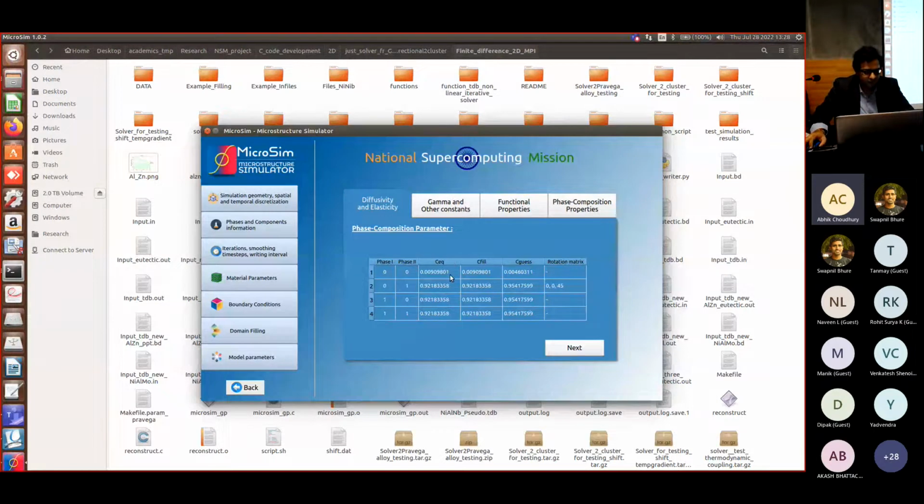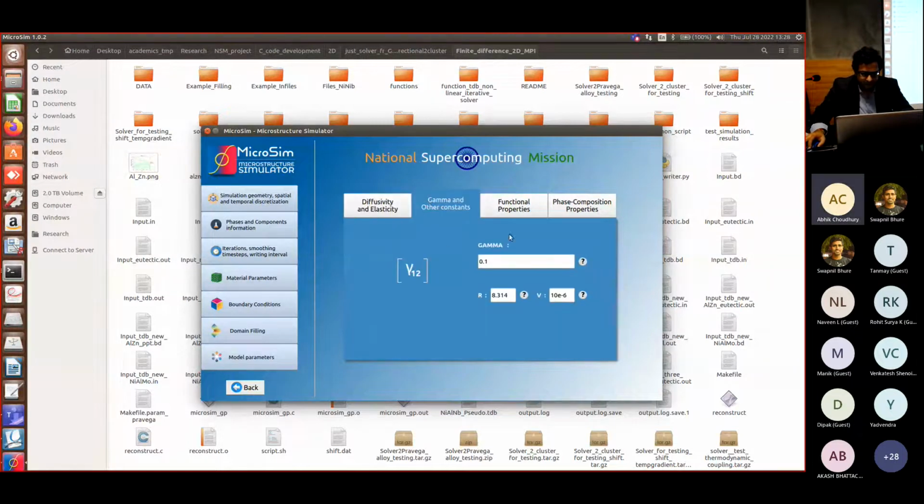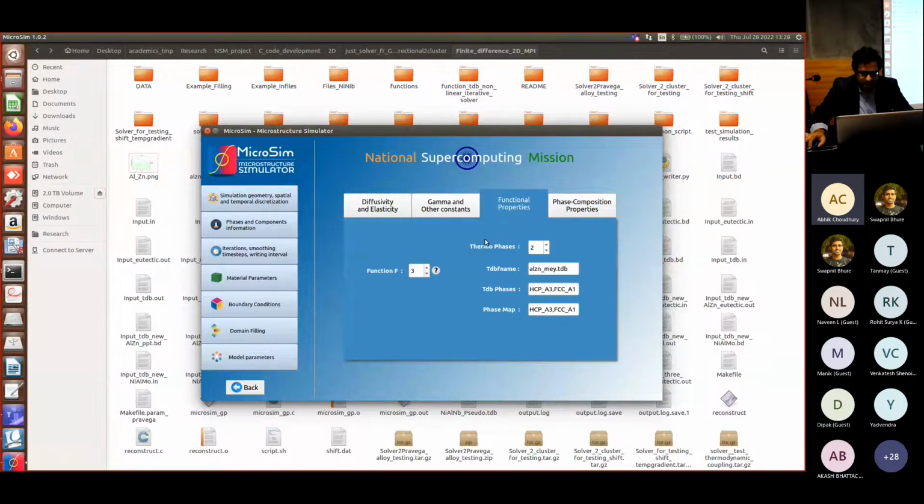So these are the compositions corresponding to the equilibrium compositions at 500. Gamma 12 is the only interfacial energy because there's one. Functional properties, I'm going to use 3. There are 2 thermodynamic phases, FCC and HCP. Since my FCC is the matrix phase, I have put it as the last phase. HCP is the precipitate that comes out of the matrix phase, and this is the same TDB file.